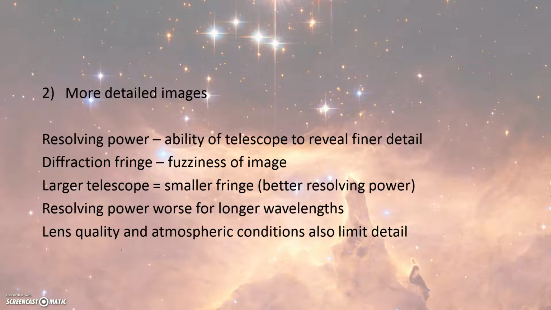And the larger the telescope you have, the smaller the fringe, or the better resolving power you have. So you want a smaller fringe to have a better resolving power. And resolving power is going to be worse for the longer wavelengths because they have less energy. You can have something that has great resolving power, but if the lens isn't high quality and the atmospheric conditions are bad, then the detail will be bad as well.